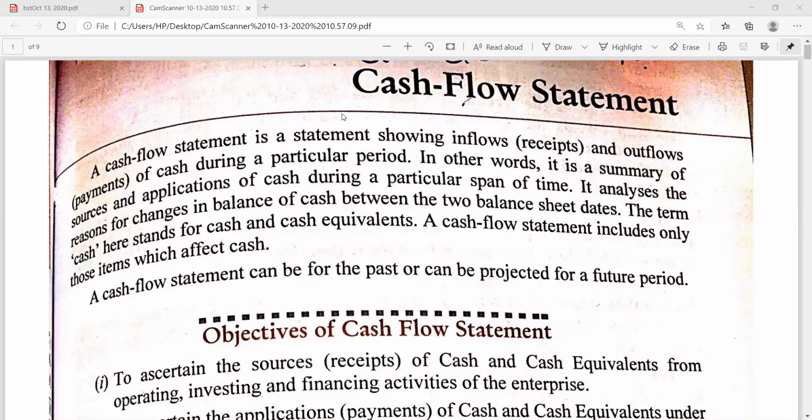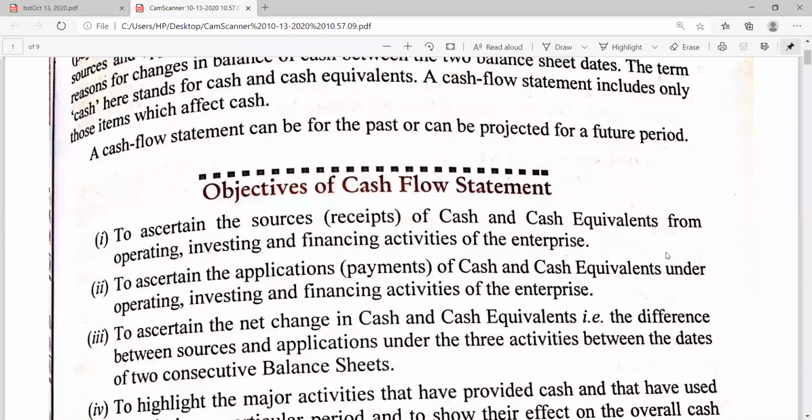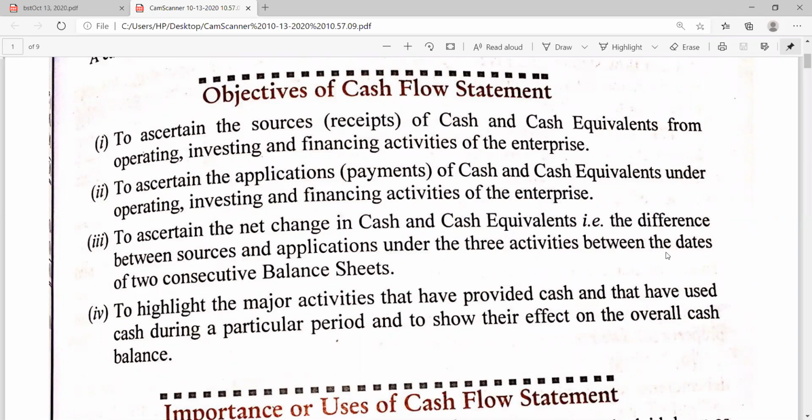Okay, now what are the objectives of preparation of a cash flow statement? That is, why do we prepare the cash flow statement? The objective is to ascertain the cash and cash equivalents from operating, please underline, investing and financing activities, because when you learn the format of the cash flow statement, you come to know that in the format, the activities are divided into three types, that is operating, investing and financing activities.